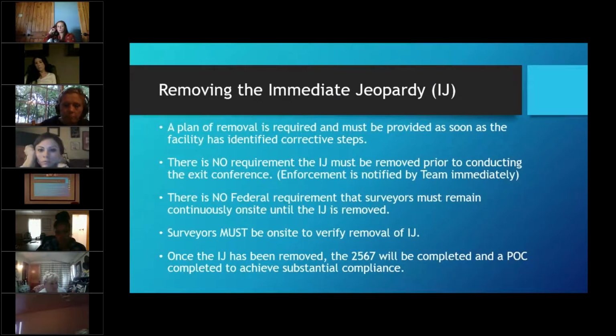You're going to put corrective steps together. There is no requirement that the IJ must be removed prior to conducting the exit conference. Enforcement gets notified by the team immediately. So they're in the facility, we're going to get an email that an IJ has happened.